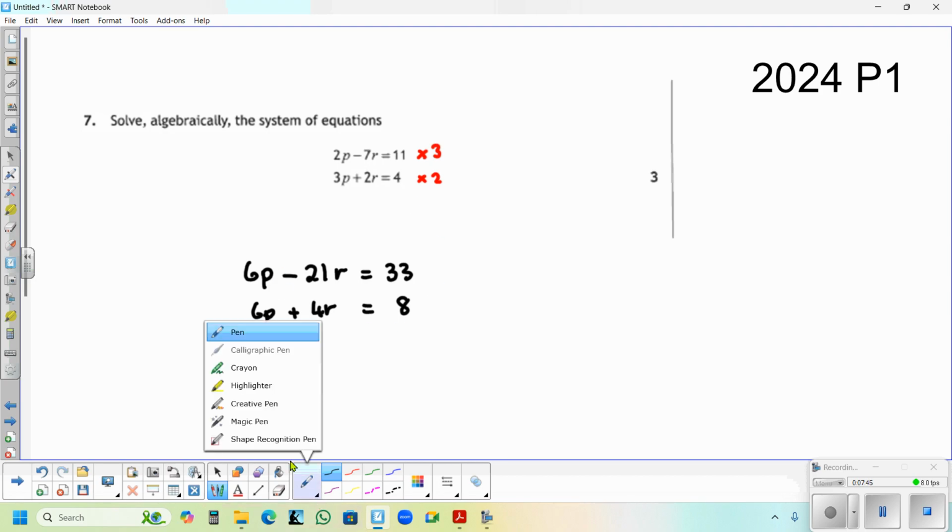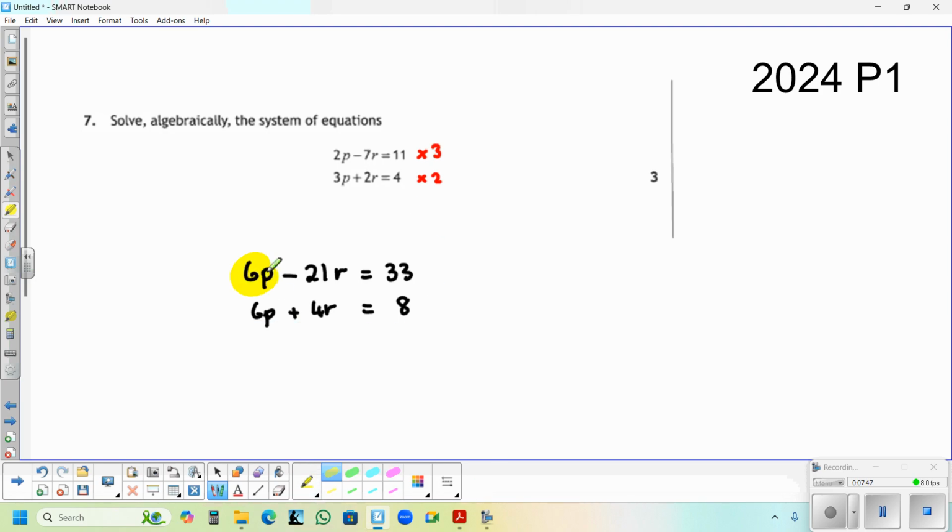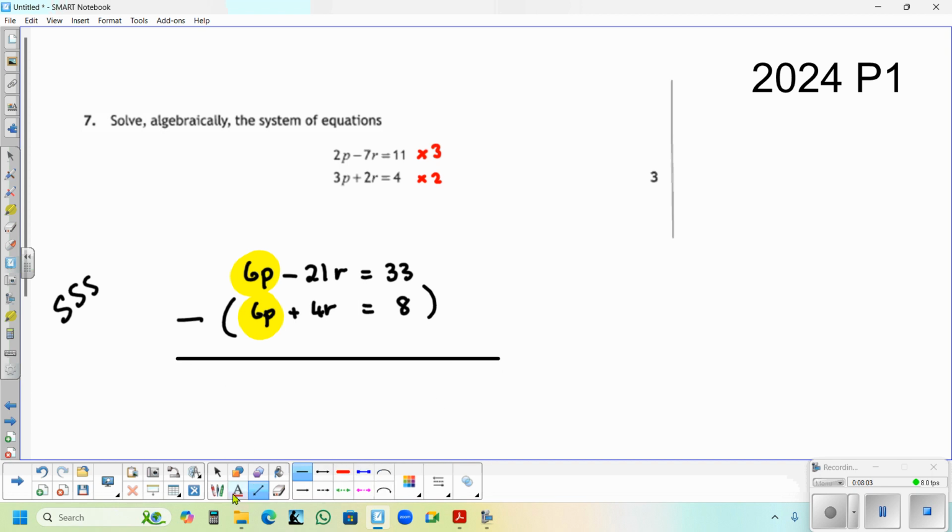Now we decided to eliminate p, so they're the same sign, they're both positive. So when they're the same sign, subtract. It's an SSS one, same sign, subtract. So I put a bracket right round that bottom one, and I put a big minus sign, and do it almost as a sum, put your line under it. So I've got 6p, take away 6p, they disappear. That was the whole point of it.